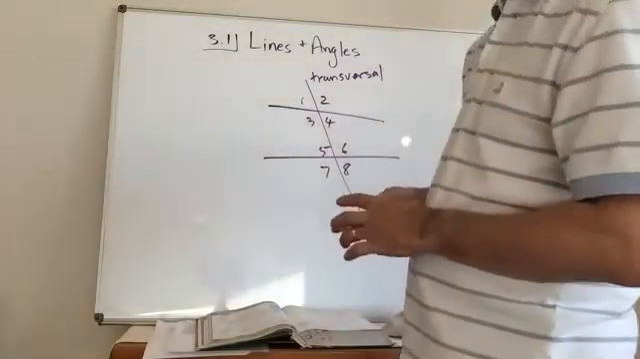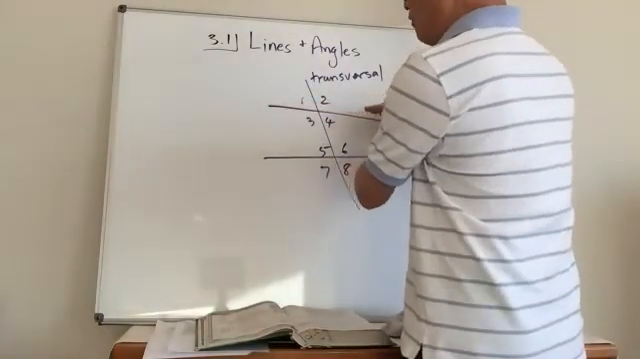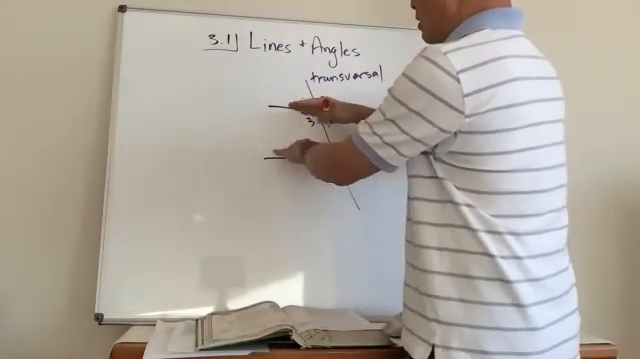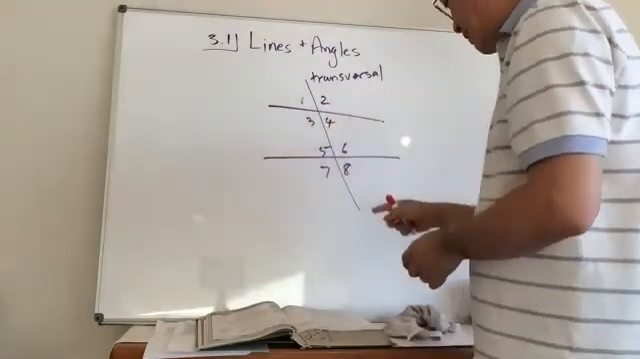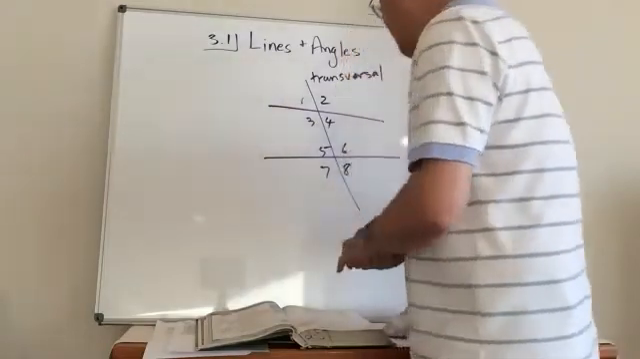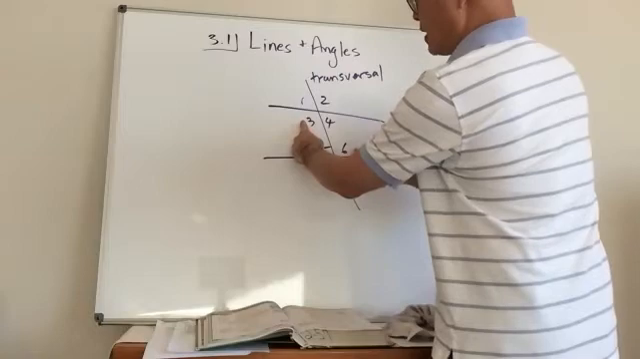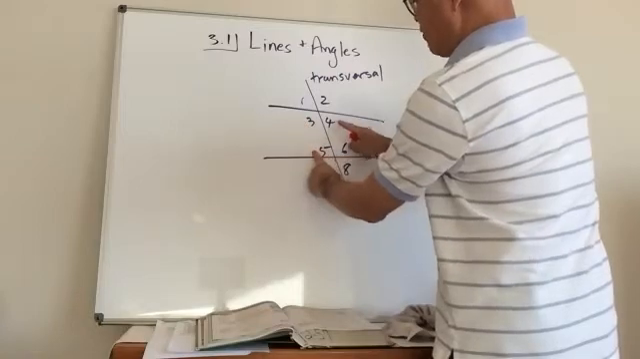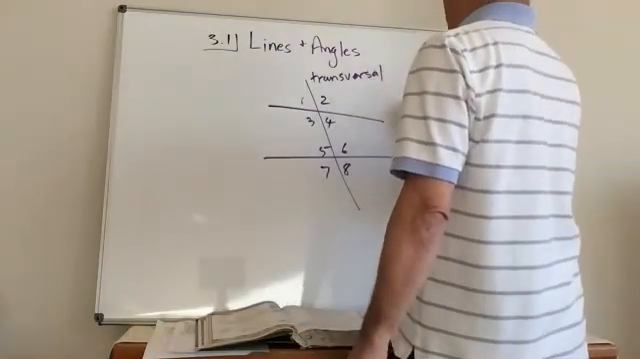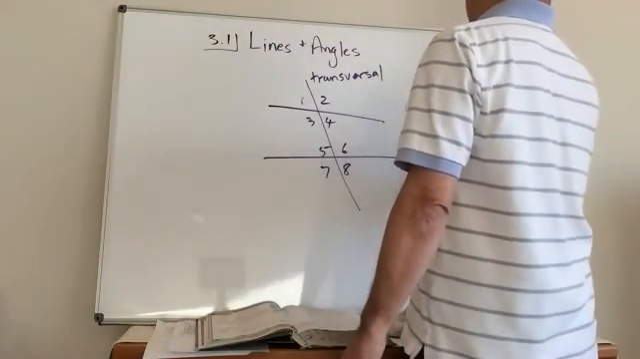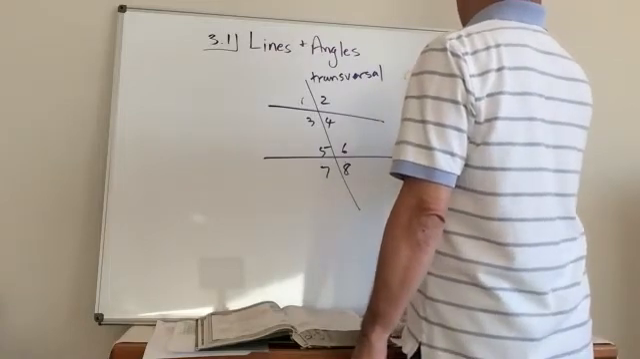Alternate interior angles. Interior means they are inside of the 2 lines, so it's between 3, 4, 5, and 6. And they want the alternate interior, so it'll be 4 and 5, and 3 and 6. Those are alternate interior angles. Earlier we talked about corresponding.